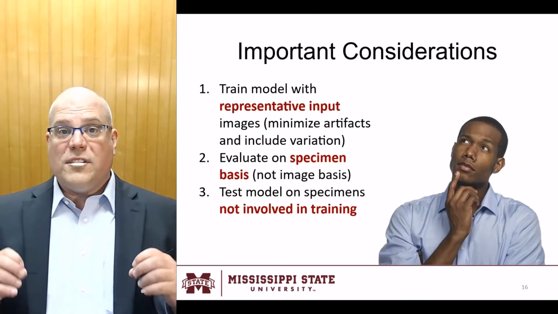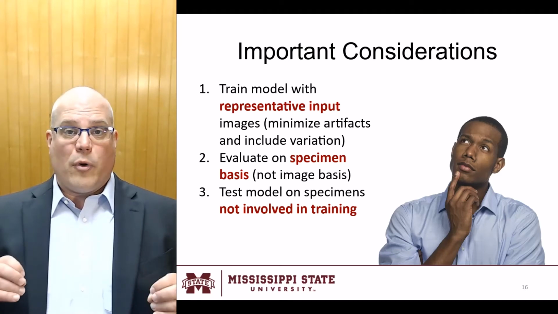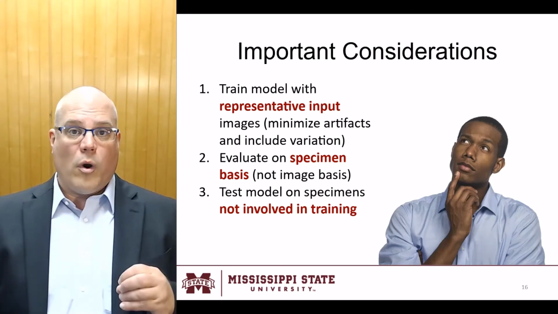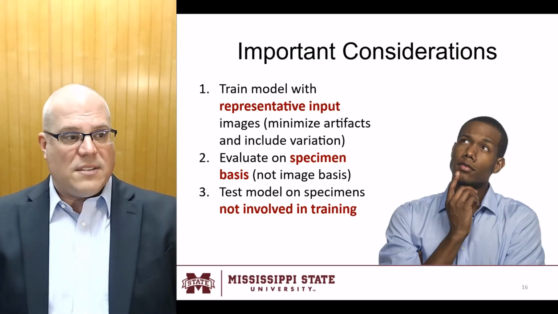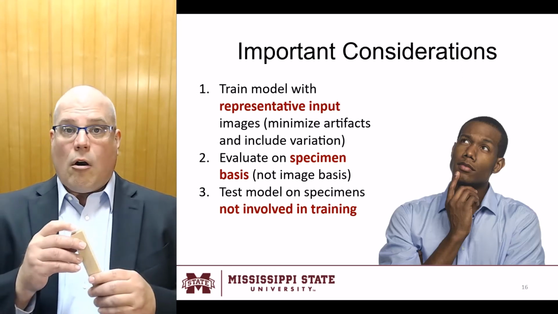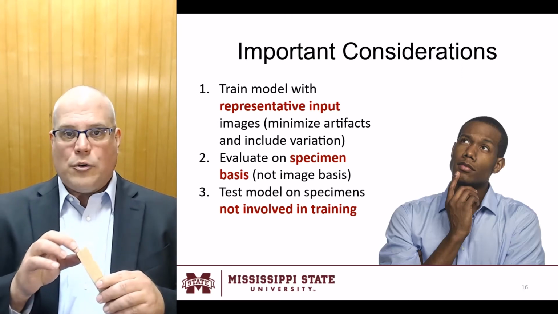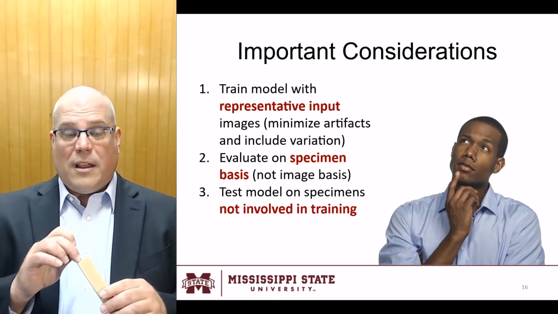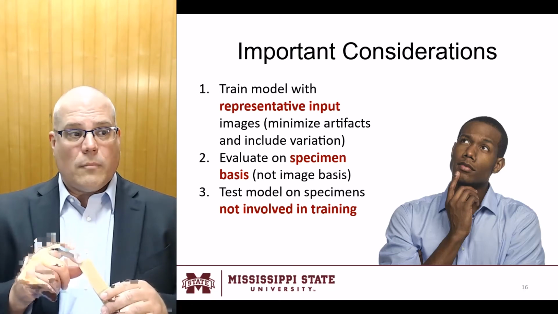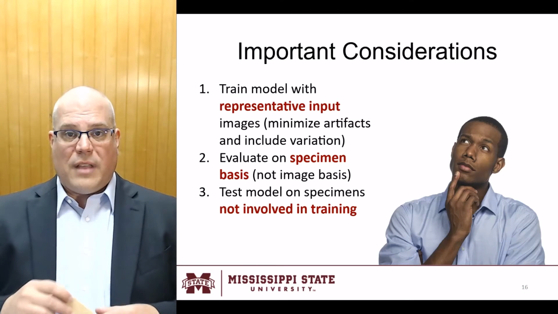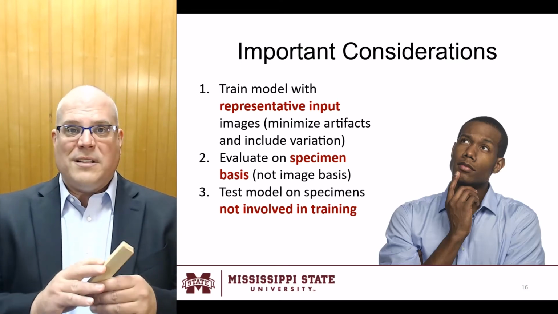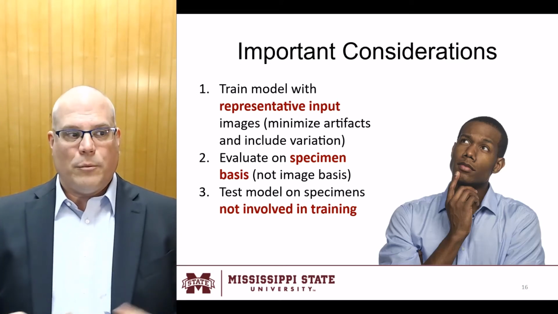Now, here are some important considerations that separate our work from other work that's been published. First, we train the model with representative input images. This means that we minimize artifacts. Those are scratches, gouges, things that the XyloTron might interpret as features. And we also make sure to include sufficient variation. So that means we don't want to take all of our specimens out of the same board, for example.